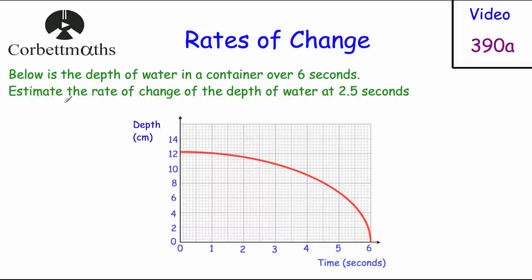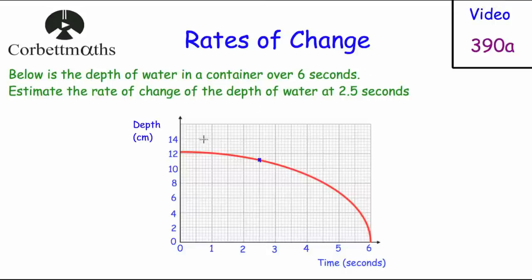And the question says, estimate the rate of change of the depth of the water at 2.5 seconds. So we've got the point at 2.5 seconds. So this is the depth of the water at 2.5 seconds, which looks like it's about 11 centimetres. And we've been asked to find the rate of change of the depth of water at that time. So the gradient of this graph at that particular time will be its rate of change. But obviously this is a curve, so we can't just do rise over run because it's curving. So what we're going to do is draw a tangent at that particular point.